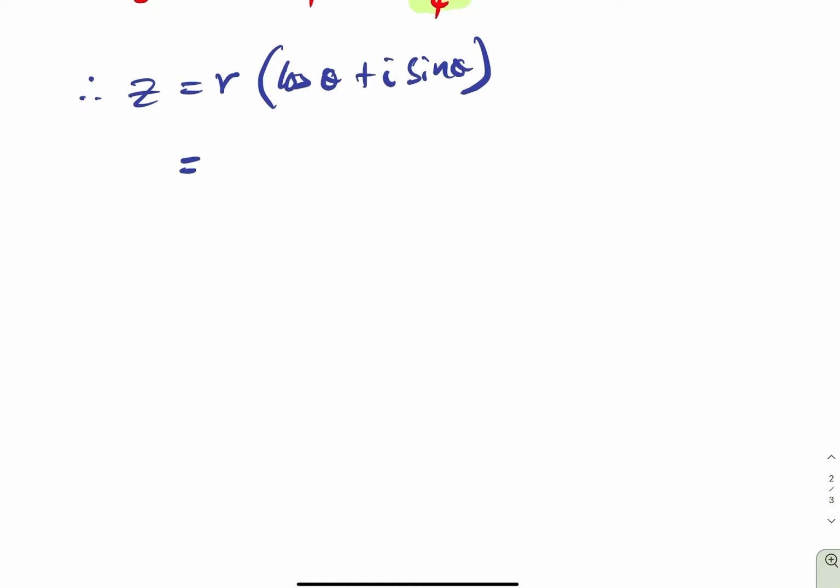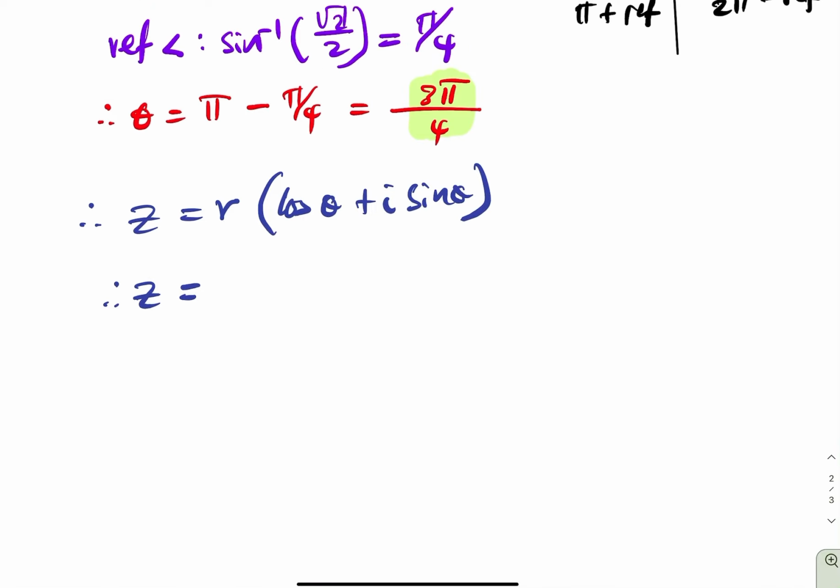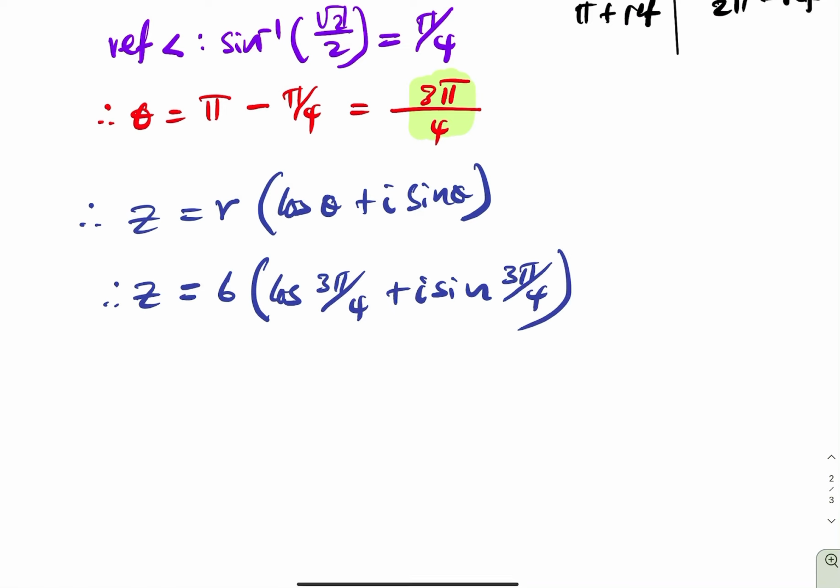So you're going to say, therefore, z in polar form or in modulus argument form is going to be 6 into cos of the angle. So your angle is primarily what? It's primarily 3 pi over 4. And then plus i sine of the same angle, that is 3 pi over 4. This is how you're going to get that.